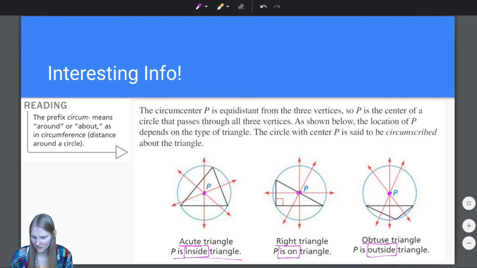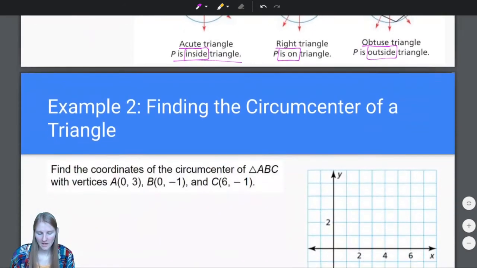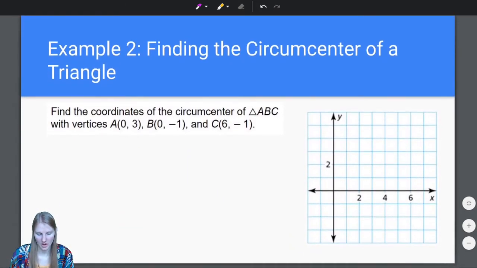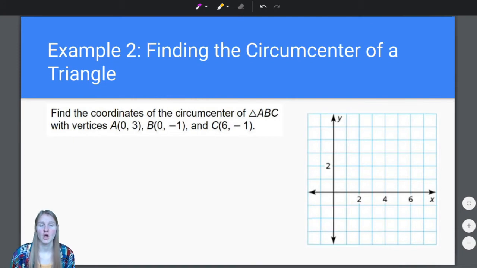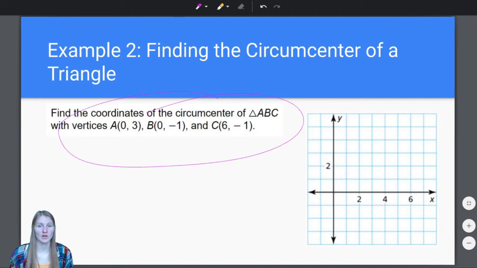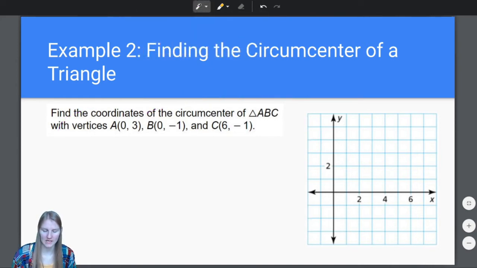And that makes sense, because if I need to be the same distance away, and I'm in the triangle, I'm going to be way closer to this vertex than I am to that vertex. So it makes sense that it would be on the outside. This is very interesting information, and it's going to help us with our next example: finding the circumcenter of a triangle. They're going to give us the coordinates of the vertices of a triangle, and we have to make the circumcenter. That can sound a little intimidating, but I'm going to walk you through each step.